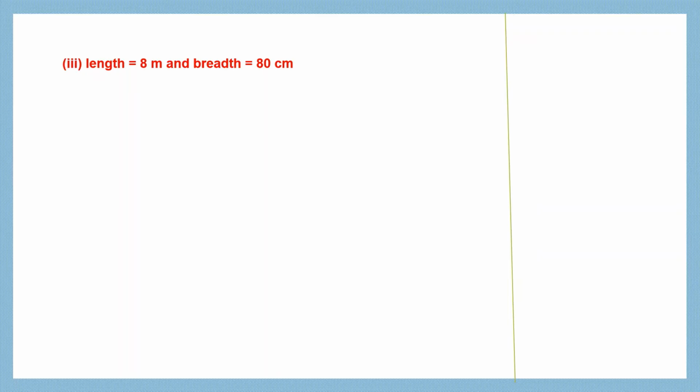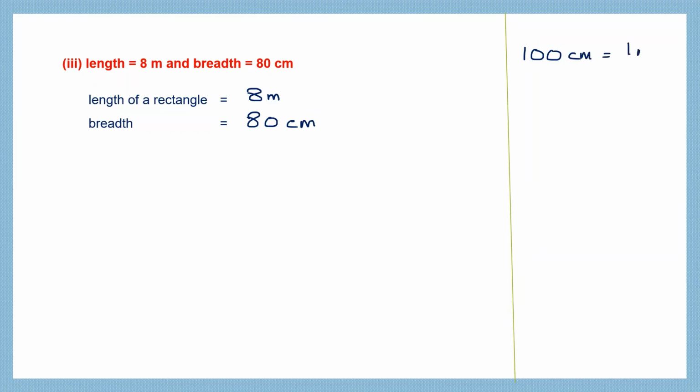Question 3. Length is 8 meters and breadth is 80 centimeters. Let's find out the perimeter. So length of a rectangle given to us is 8 meters. Breadth given to us is 80 centimeters. Now before we find the perimeter, we need to see the units, and as you can see, length is in meters and breadth is in centimeters. So let's convert the centimeters to meters. 100 centimeters make 1 meter.